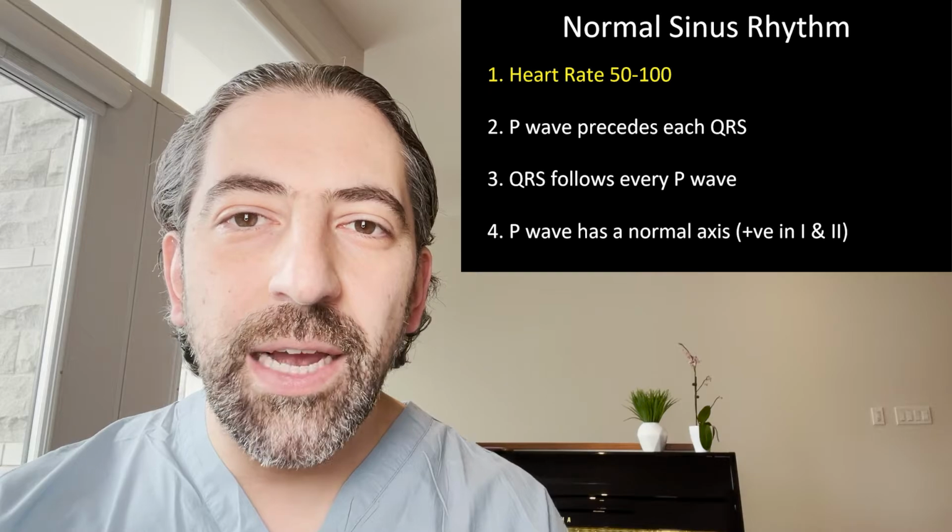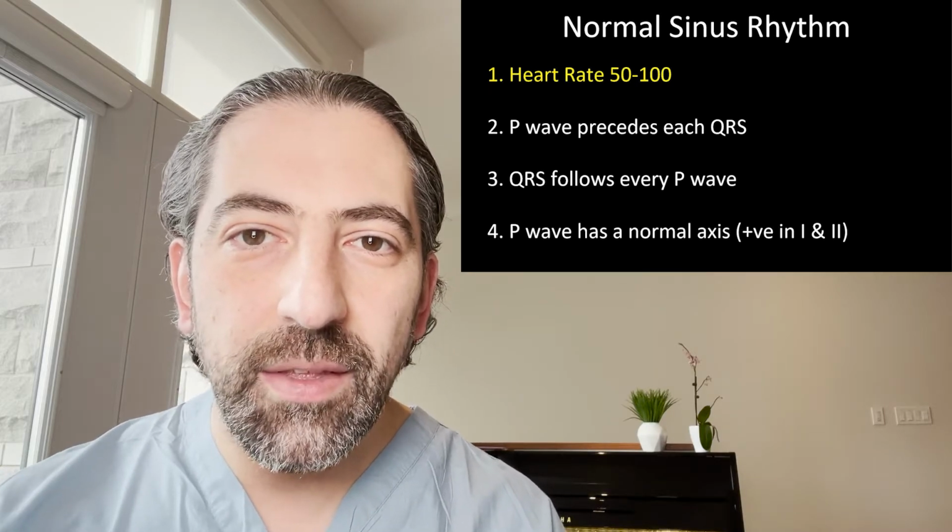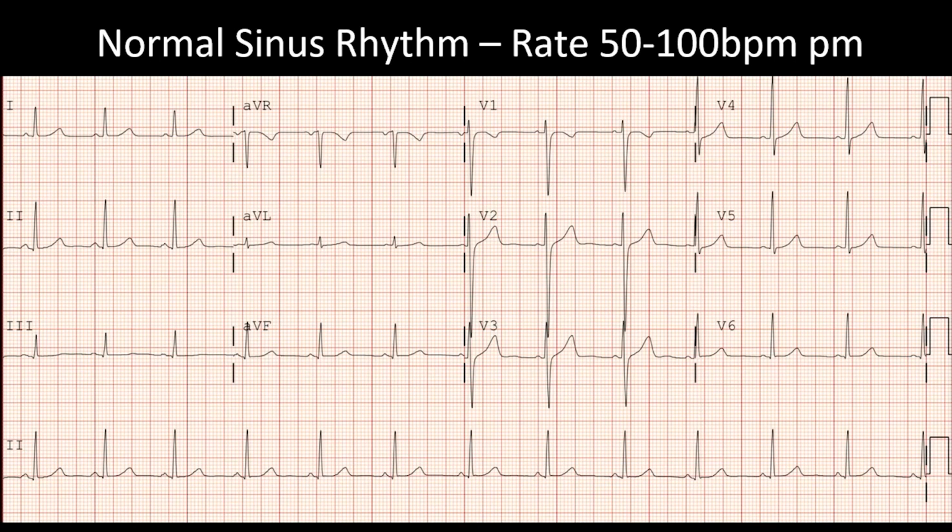We've already discussed how to measure the heart rate on an ECG. This is an example of normal sinus rhythm where the heart rate is between 50 and 100 beats per minute. In this case, the heart rate is approximately 75 beats per minute.